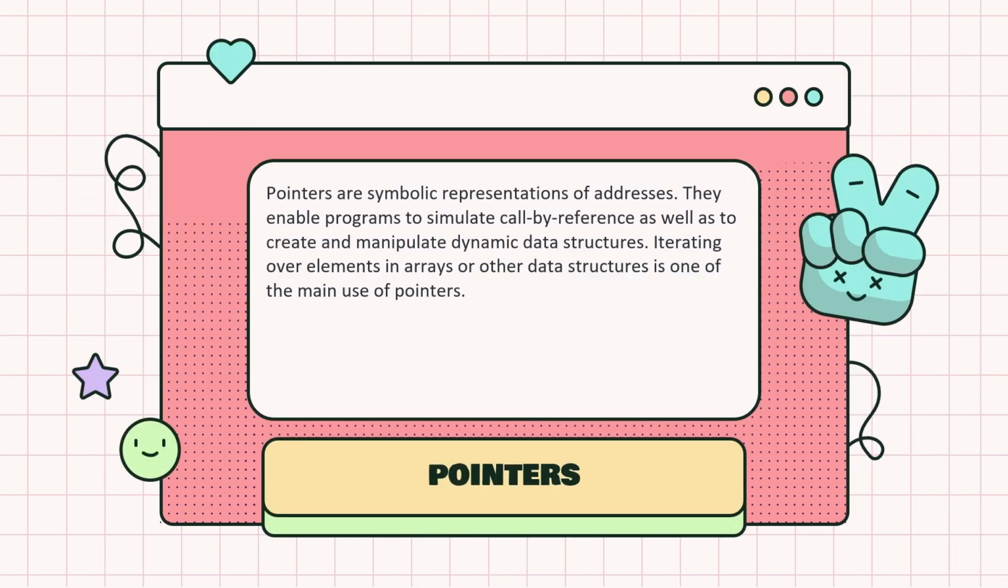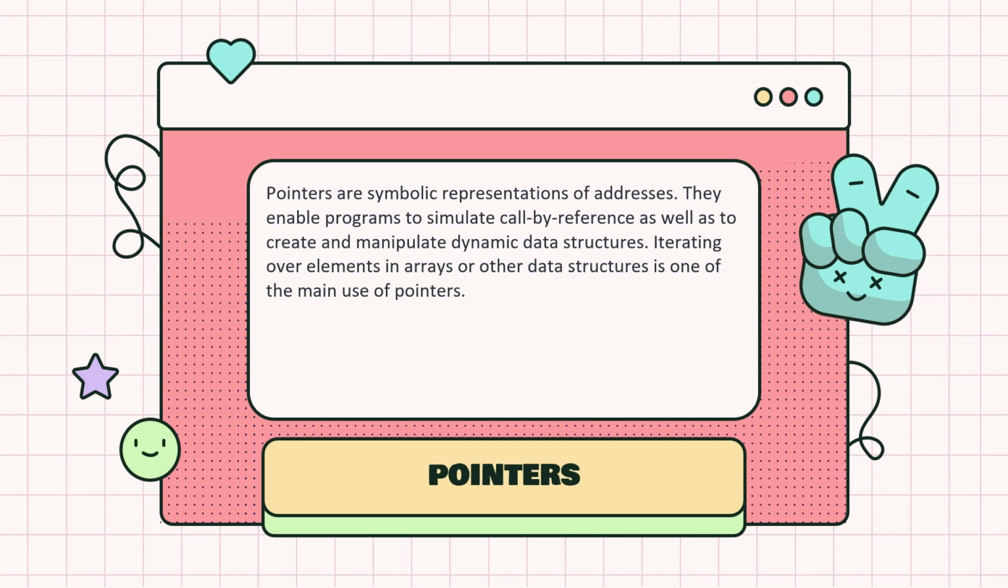So the first question is, what is a pointer? A pointer is generally a symbolic representation of an address. The pointer stores the address of a variable. It doesn't store any value, but it stores the address of a variable. So basically, pointers are variables that store the address of another variable.